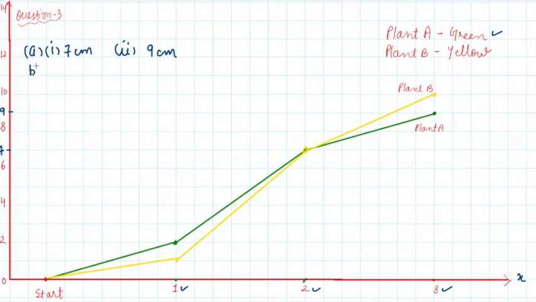Now B part of this question again has two parts. How high was plant B after 2 weeks? So at 2 weeks both the heights are coinciding. So it is going to be same here, which is 7 centimeter. And then third week, if you see the plant B is here, corresponding to this it is 10 centimeter, right? So the plant B is 10 centimeter here.